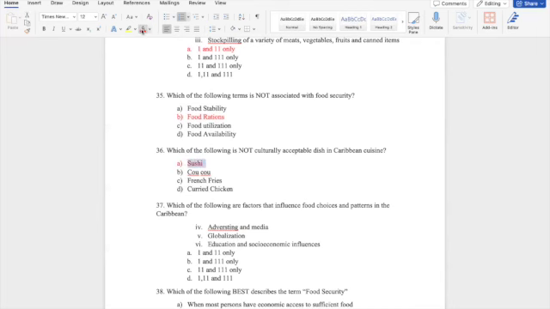All right. Which of the following factors influence food choices and pattern in the Caribbean? So let's go with all of them. All of the choices. All right, let's go to 38.